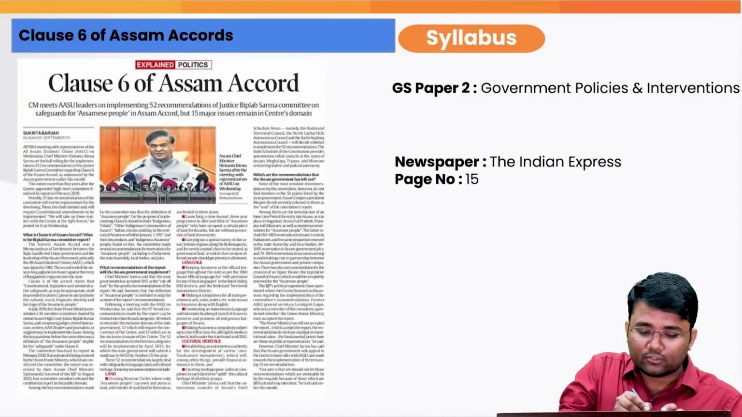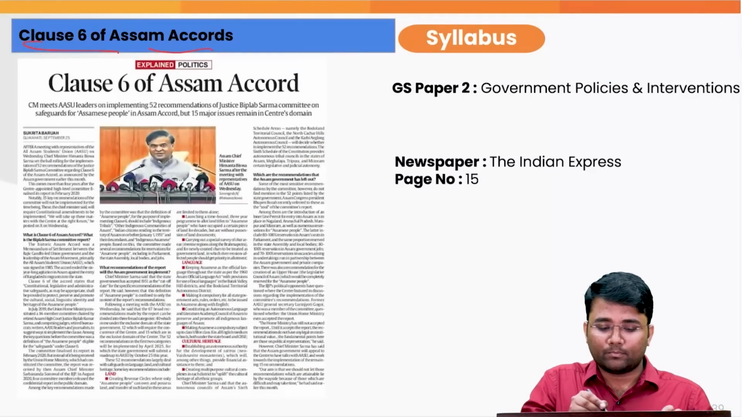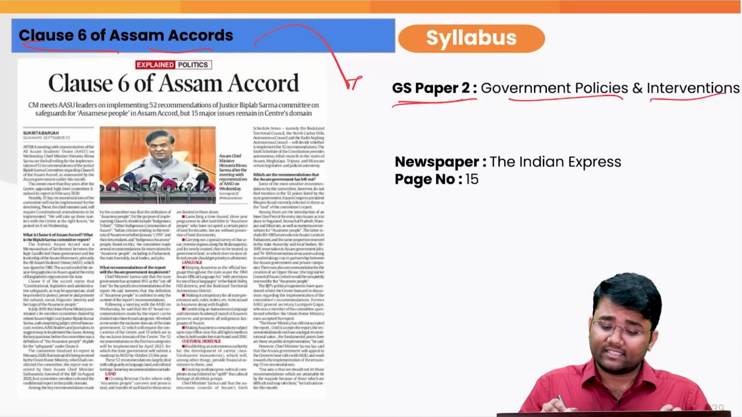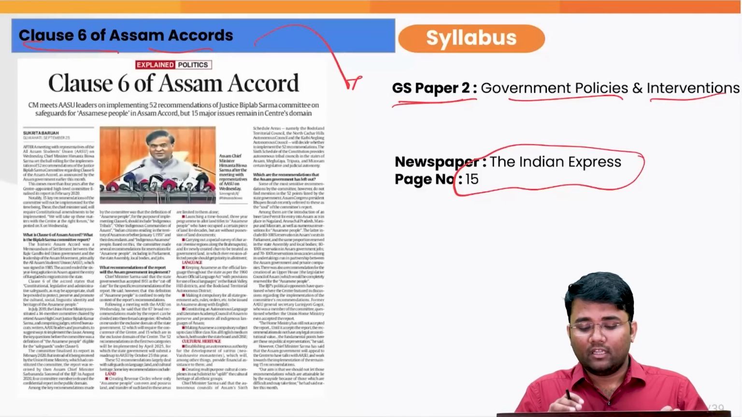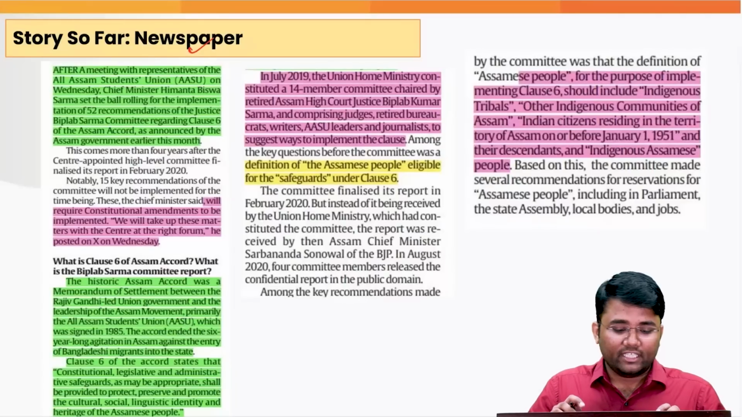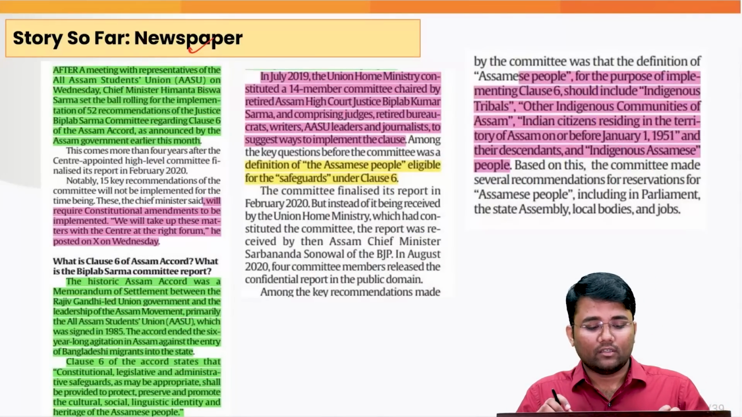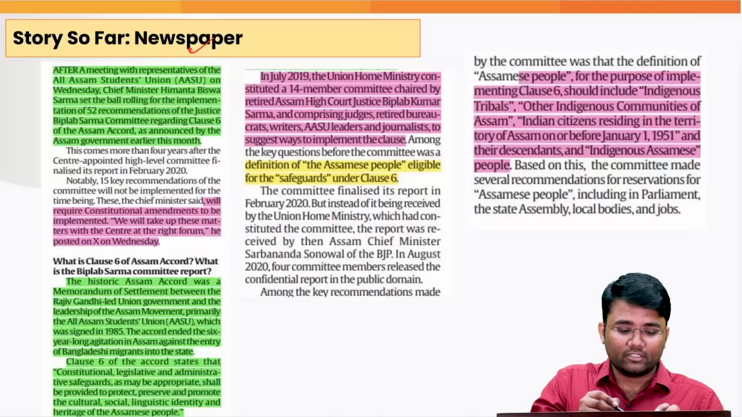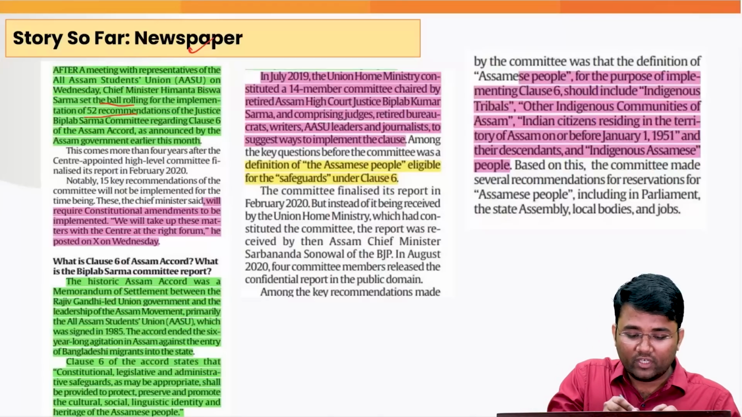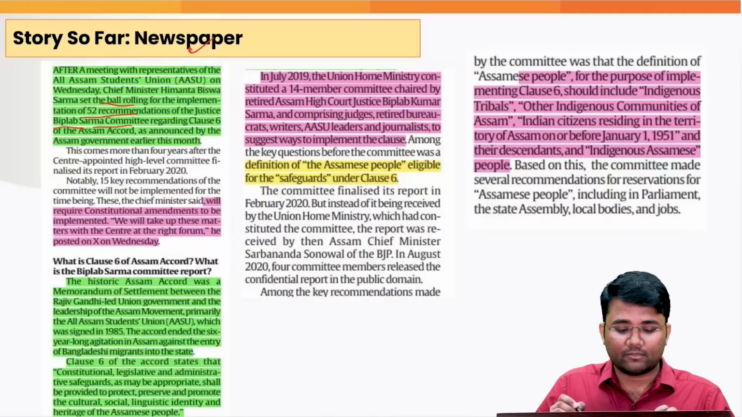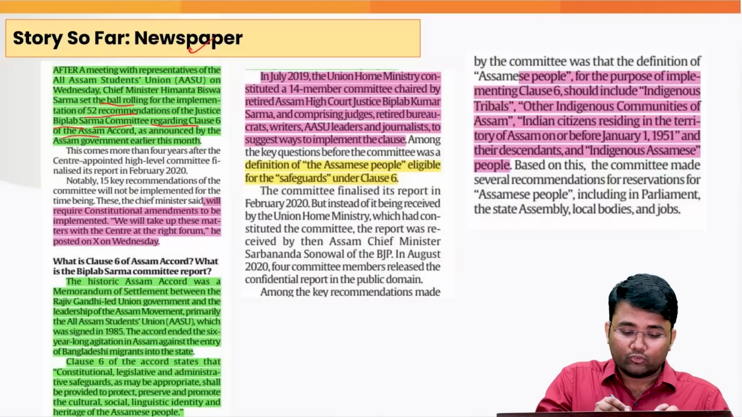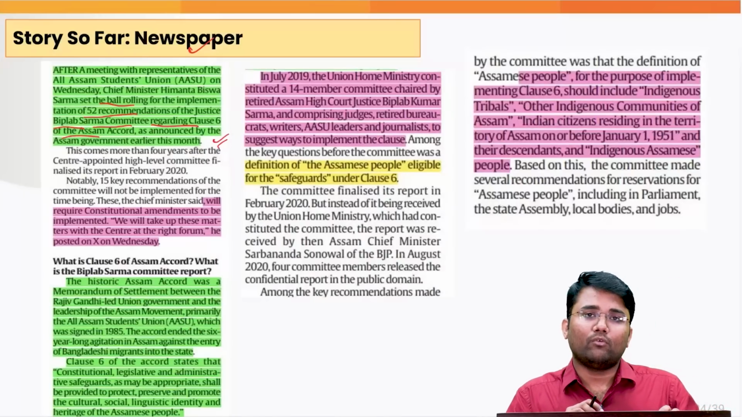Coming to our second topic, that is Clause 6 of the Assam Accord. This topic pertains to the syllabus of GS Paper 2, government policies and interventions, and it appeared on page number 15 of the Indian Express. There was a meeting with representatives of the All Assam Students Union on Wednesday with Chief Minister Himanta Biswa Sarma, and it has set the ball rolling for the implementation of 52 recommendations of the Justice Biplab Sarma Committee, which was regarding Clause 6 of the Assam Accord, as announced by the Assam government in this regard. So what happened?